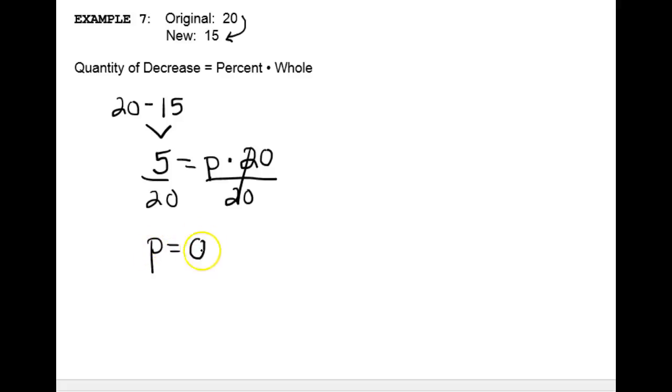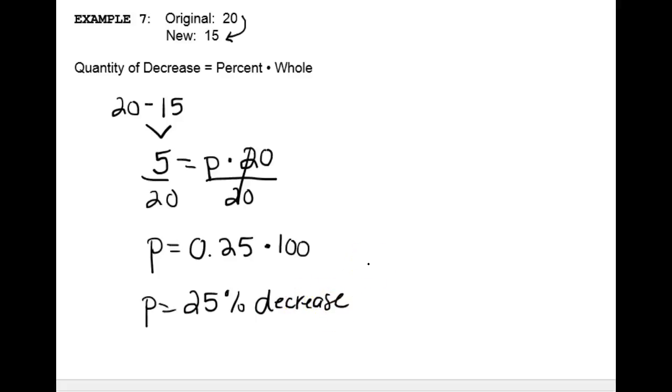And you should get 0.25 when you type in 5 divided by 20 on the calculator. That's a decimal, so to change it to a percent, I'm going to multiply by 100. So this would be a 25% decrease.